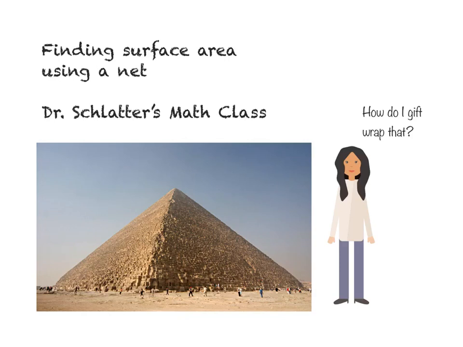Welcome. In this video, we're going to talk about how to find surface area using a net. Here's a big shape, what we call a polyhedron. When we're talking about surface area, we're asking, how do I gift wrap that? Or how much paper would I need to completely surround this shape?